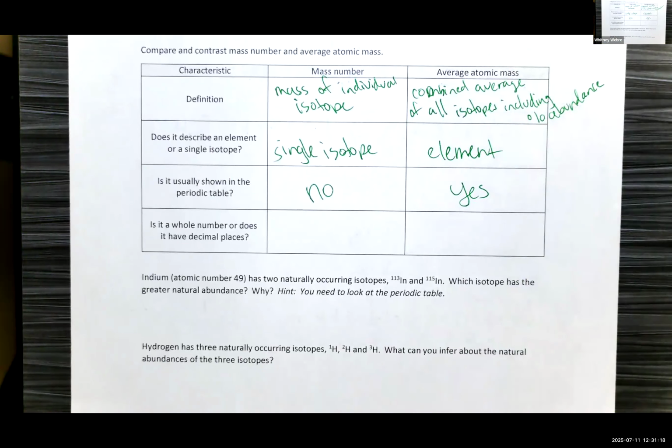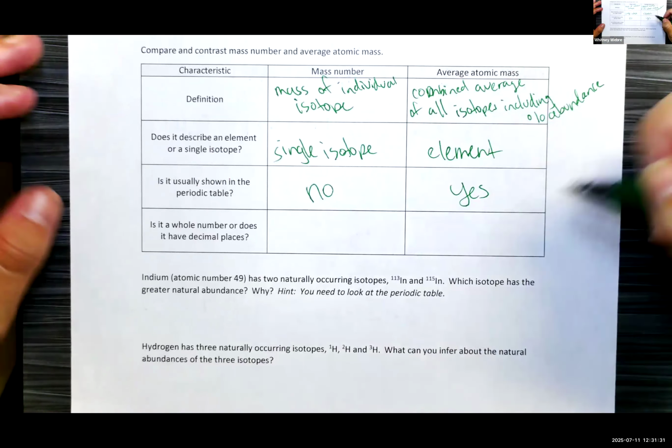Is it a whole number or does it have decimal places? If you look at the periodic table of elements, are there decimal places? Almost for every single one. I'd say the only ones that don't are the higher ones that are newly discovered.